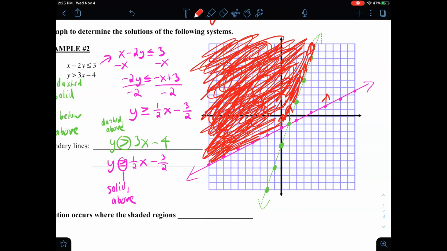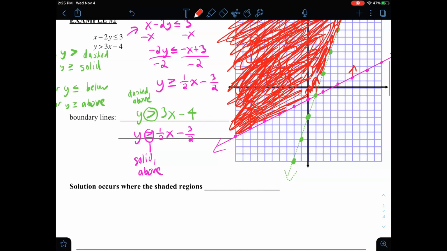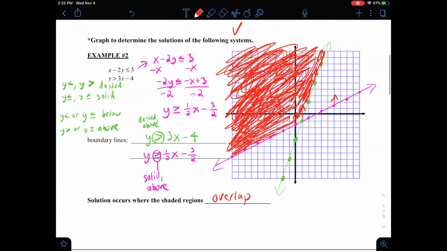All right, so that is how you do this. The solution occurs where the shaded regions overlap. Some people like to draw the shading for all the different things. That gets kind of cluttered when you draw the shading in all the way because you're using pencil. So I like to draw arrows to know where to go, and then it makes it easier to see.